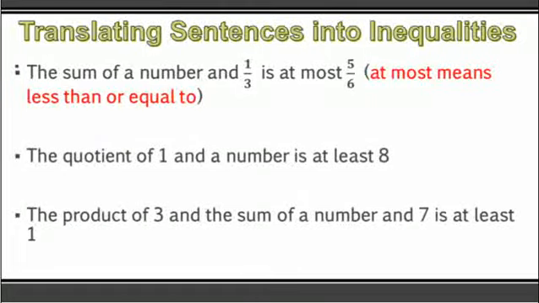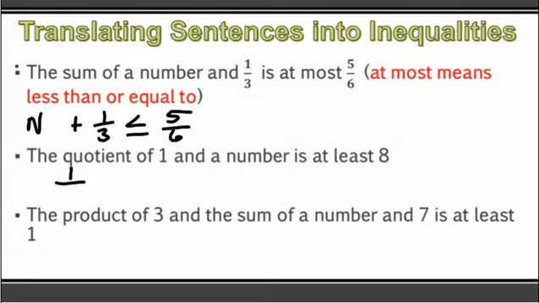Other examples, the sum of a number and 1/3 is at most 5/6. At most means less than or equal to, so it can't be more than 5/6. So the sum means the addition of a number and 1/3 has to be at most, so less than or equal to 5/6. The quotient of 1 and a number is at least 8. So the division of 1 and a number is at least, so it's greater than or equal to 8.